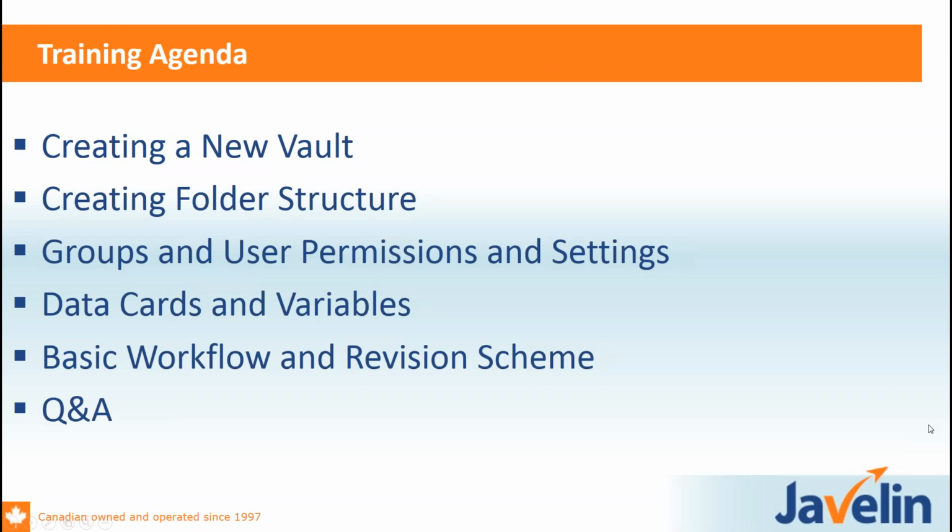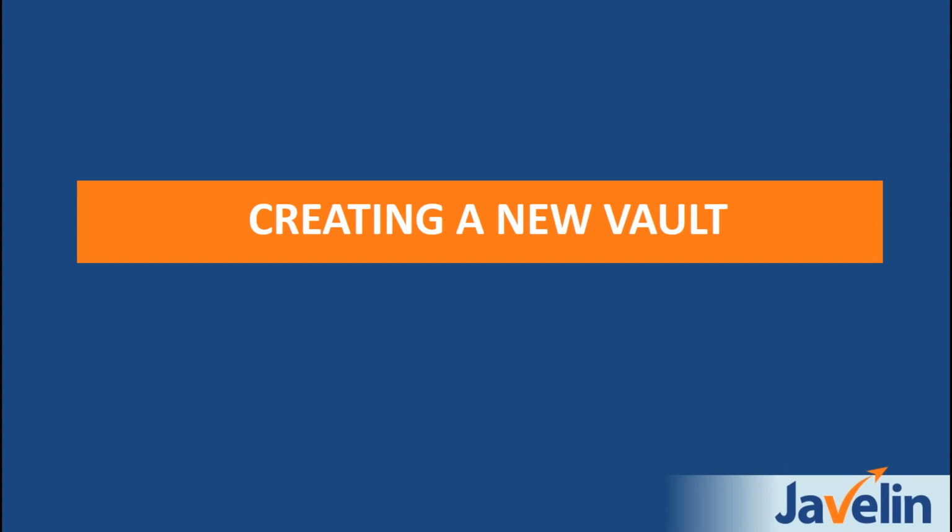All right, so the key topics that I thought would be appropriate for an introductory PDM admin course are going through the process of creating a brand new vault, and creating a folder structure. Then we'll talk about groups and user permissions and settings. A core part of PDM is the data that you're tracking for your files, so we'll talk about data cards and variables. Lastly, we'll end off with some basics of a workflow: what is it, and most importantly, how does it control revision scheme. And if time permits, we'll do a Q&A. It's a huge amount of content here today, so hopefully we get through it all.